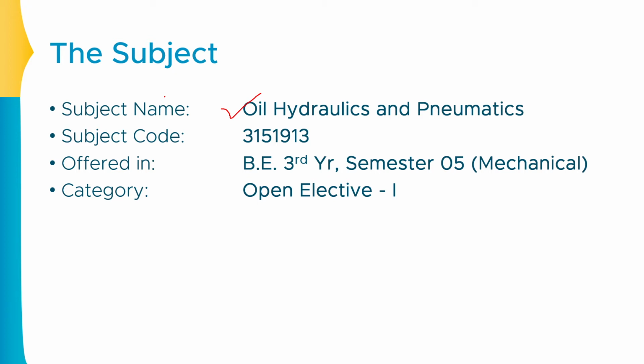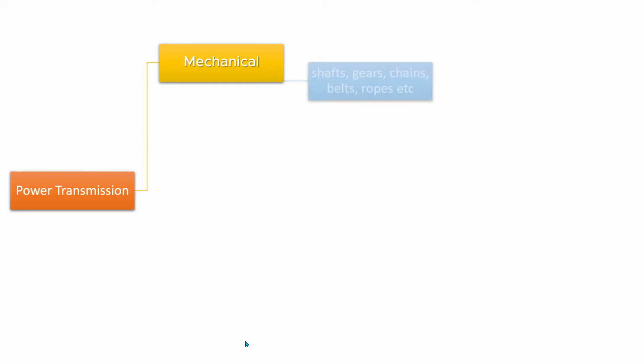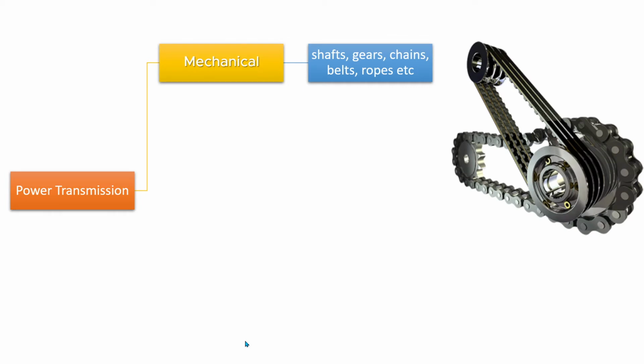So first of all, let us understand what is exactly oil hydraulics and pneumatics. Basically, when we talk about the power transmission system, in that specific case we are having three options available. Very first option is the mechanical power transmission. When it comes to big industries, the mechanical power transmission is actually good for the short ranges. We can transfer the power using the shafts, gears, chains, belts, ropes, and by many more things.